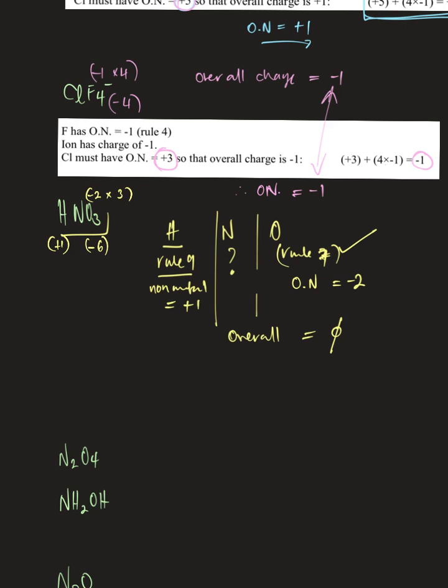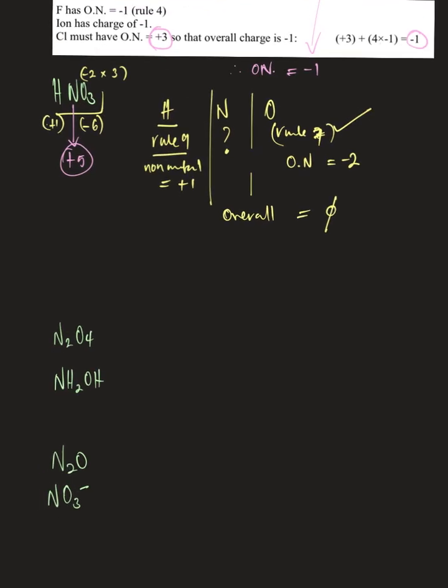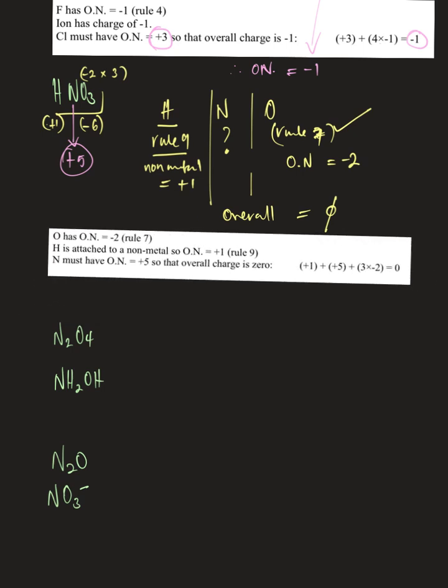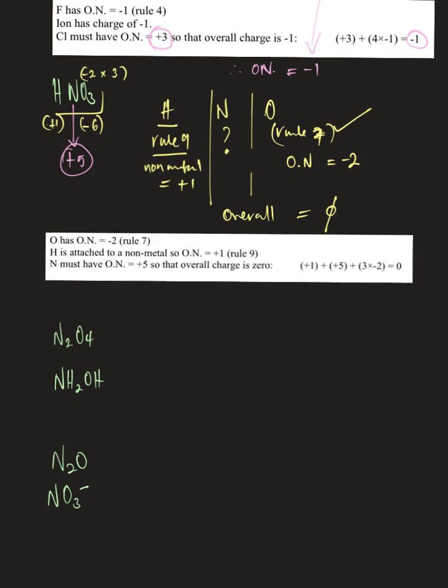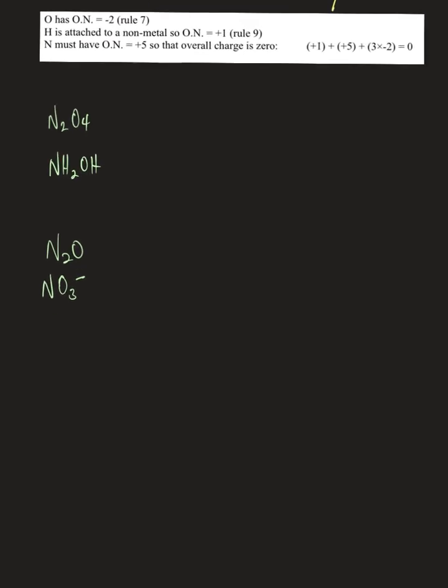So in order to get an overall of 0, when I add all of these numbers together, they must equal 0. If I'm looking at my nitrogen and I've got negative 6 plus 1, I'm missing a plus 5. So in order for this nitric acid to become neutral, I need to say positive 1 plus 5 plus 3 times negative 2, which is going to give me an oxidation number of 0. All right, let's look at the next one.